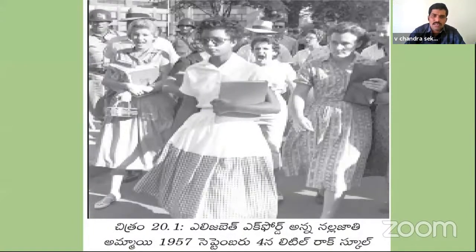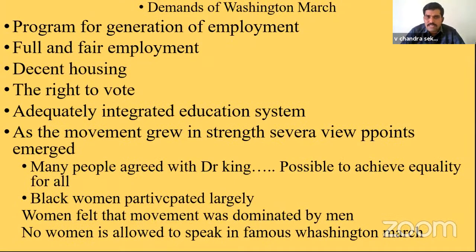Here you can observe Elizabeth Eckford, a black girl, on September 4th, 1957, at Little Rock School. In schools also they had separate benches. Segregation was going on between blacks and whites. So in the famous Washington March, they demanded things from the government. So these are the demands.